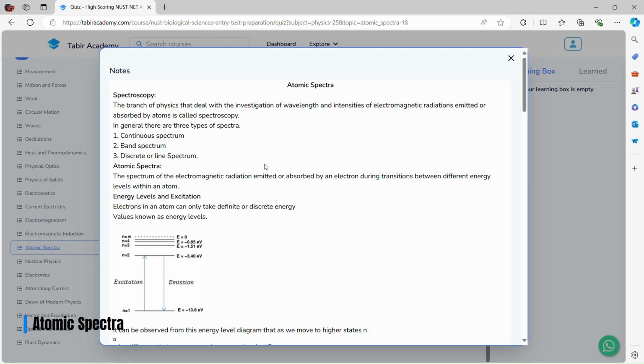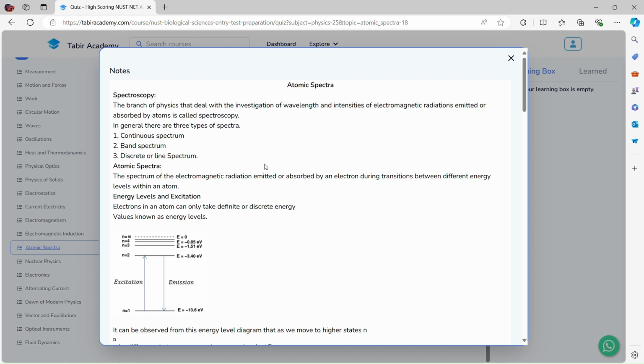Alright, so our topic for today is atomic spectra. Spectroscopy is the branch of physics that deals with the investigation of wavelengths and intensities of electromagnetic radiations emitted or absorbed by atoms. There are three types of spectra: continuous spectrum, band spectrum, and discrete or line spectrum.